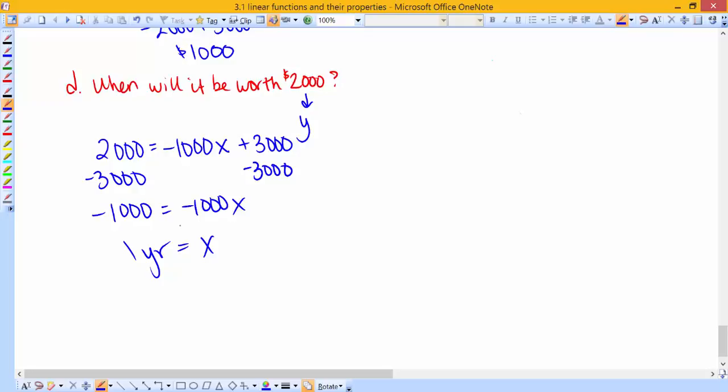All right. That sums up our linear function section for 3.1. We looked at rate of change. We looked at y-intercepts. We were looking at increasing, decreasing. We looked at how to use equations to solve. And this is going to help us in 3.2.